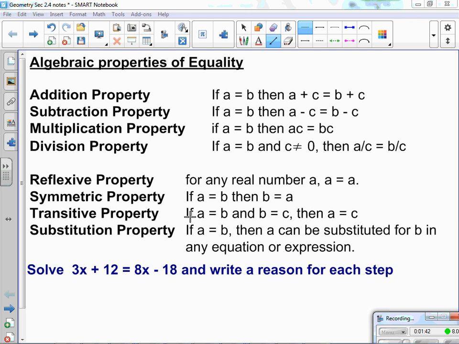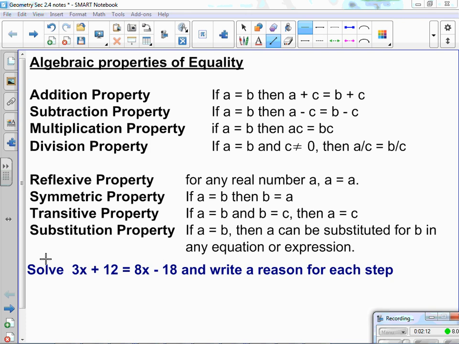Transitive property, it's going to say if A is equal to B and B is equal to C, then A equals C. So if A and C are both equal to B, then they have to be equal to each other. And the substitution property, if A equals B, then A can be substituted for B in any equation or expression. Right? So if these two terms are equal to each other, then I can replace one with the other at any point, and I haven't changed the value of the equation at all.